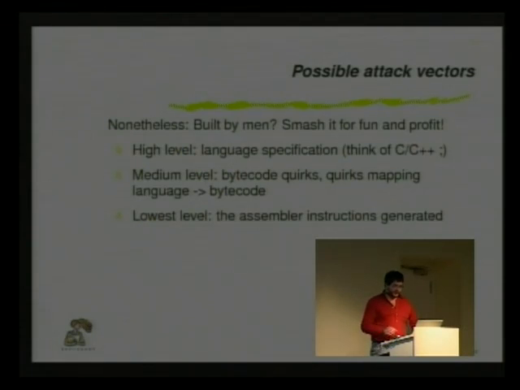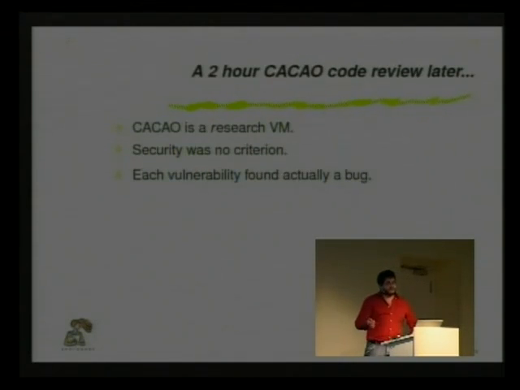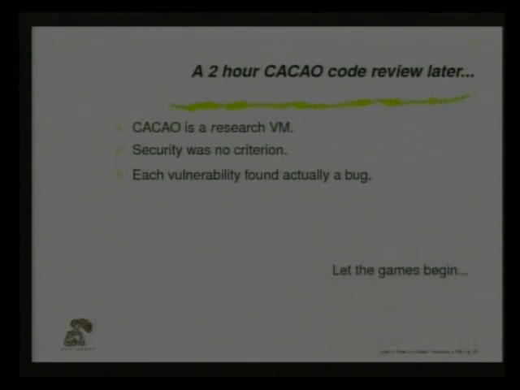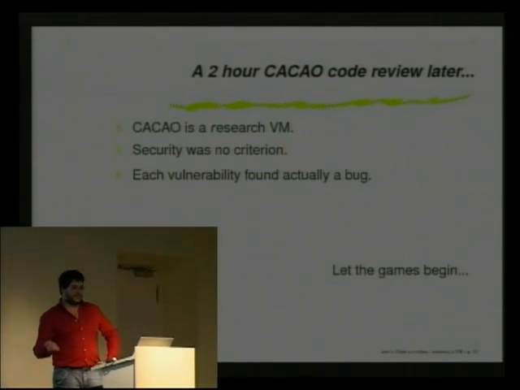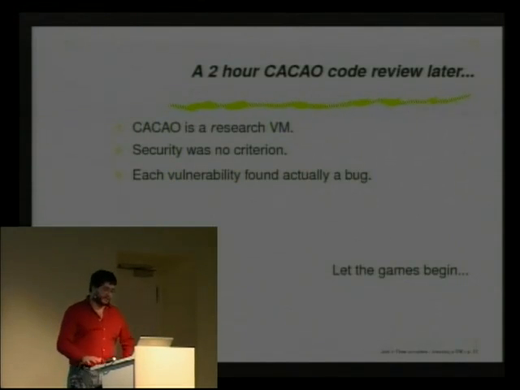This was the stuff we were looking at, and we then did a 2-hour code review and found quite a few things. But it has to be said: first of all, CACAO is a research VM, so it was never designed to be secure. We execute programs on our development machines. So it was not a criterion, but each vulnerability we found is actually just a bug. It's the same thing as in much software, just a programming error which will be turned against the programmer by a skilled hacker.